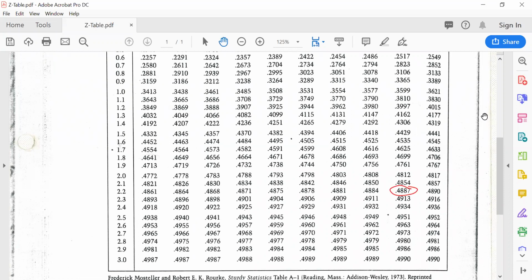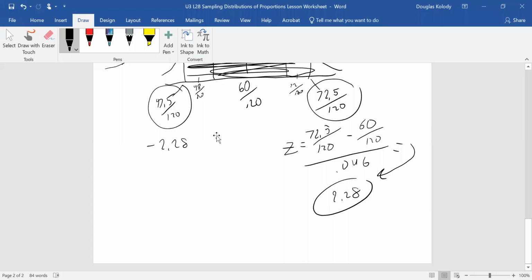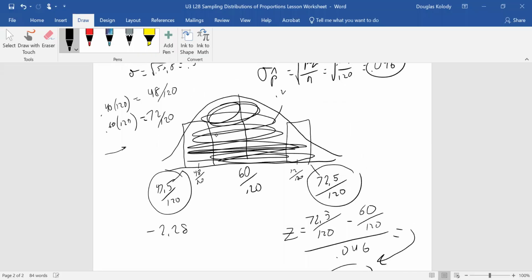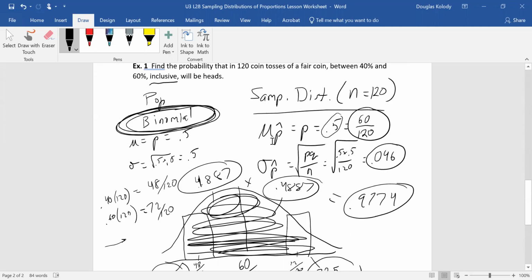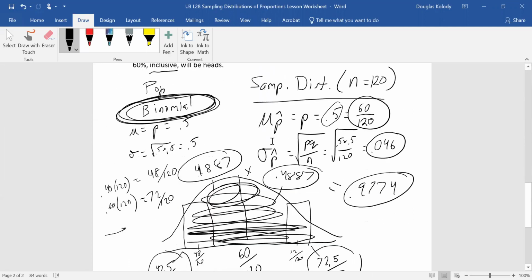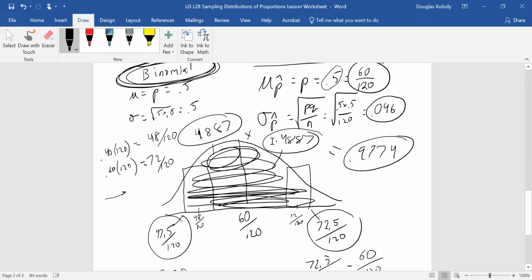Okay, let me go back to my main screen. It's 0.4887, right here, and 0.4887 right here. A picture's worth 1,000 words. Let's add these together, and I get my answer of 0.9774. So the moral of this lesson: remember to use your data on the sampling distribution of proportions. And remember, you must do 0.5 adjustments on your fractions. I hope that this was useful. Ask any questions you have.